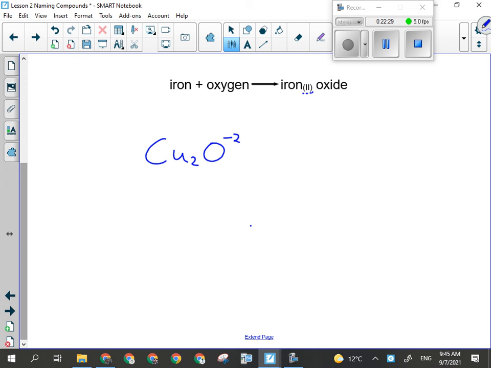Oxygen is always a -2. Right? There are 2 coppers here. Okay? This whole compound needs to add up to a charge of what? Neutral. That means I need to get 2 positive charges from this side. Since I have 2 coppers, each copper must have a charge of 1. So I just work backwards and figure it out.